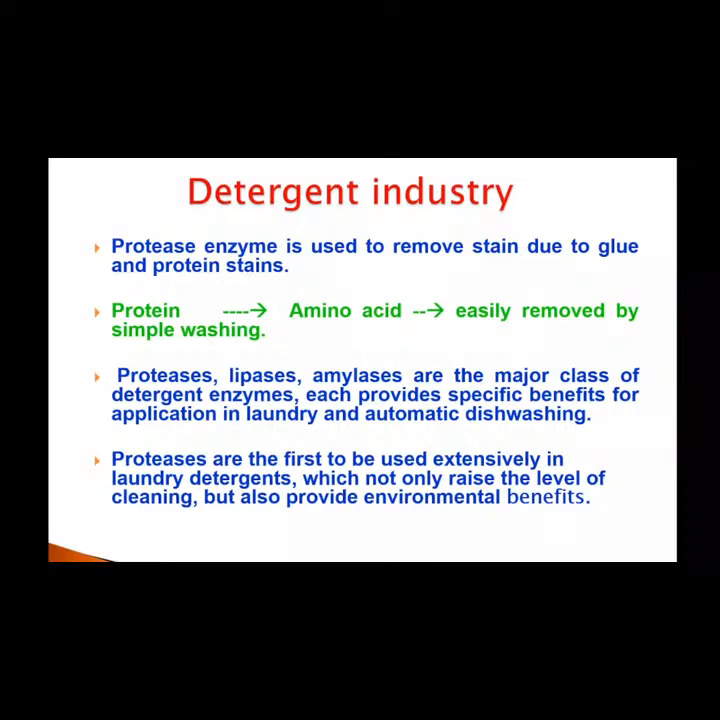So this protein is converted to amino acids. Once it is converted to amino acids, these can be easily removed by simple washing, right? So this is the action of the enzyme used in the detergent industry. The enzyme used here is protease, right? And it is also used in the laundry industry and in the automatic dishwashing industry. We are using this enzyme protease.